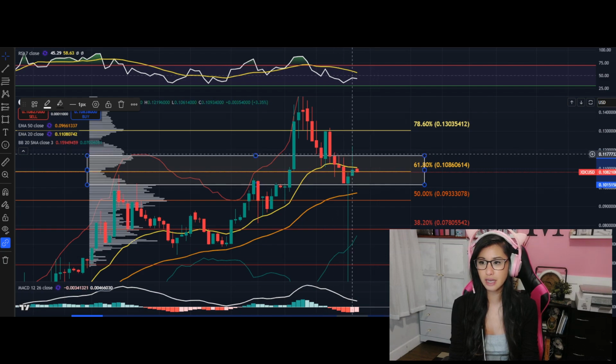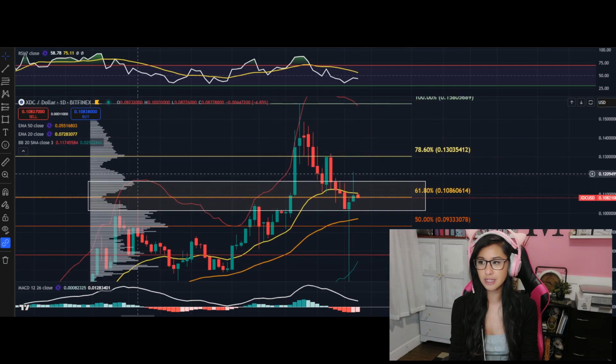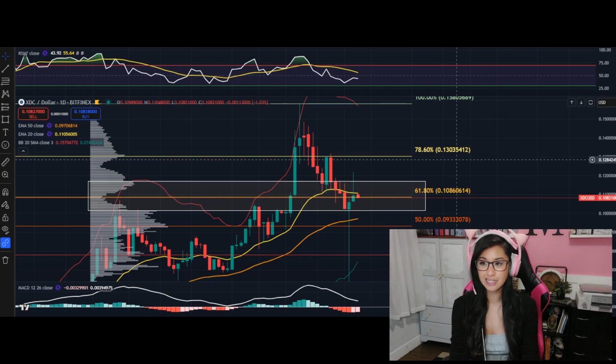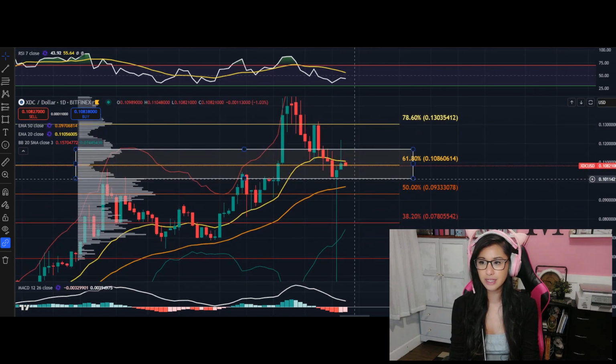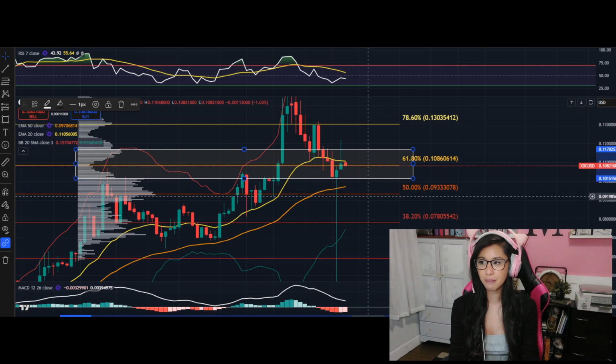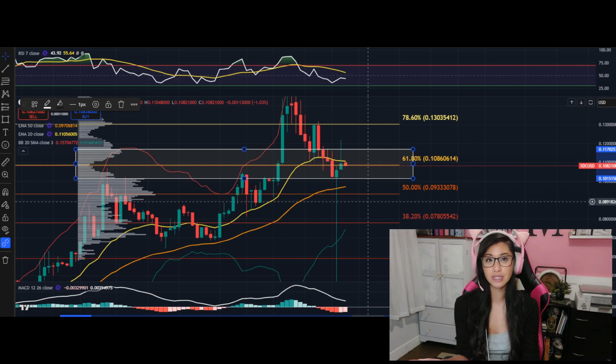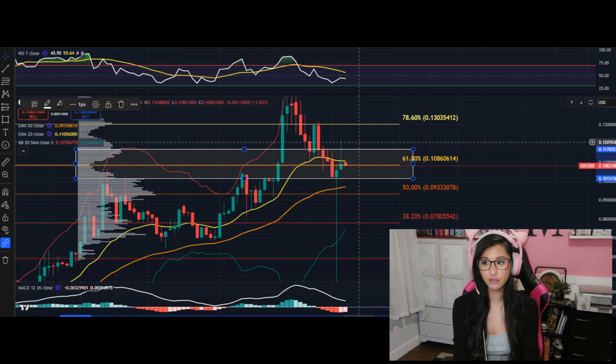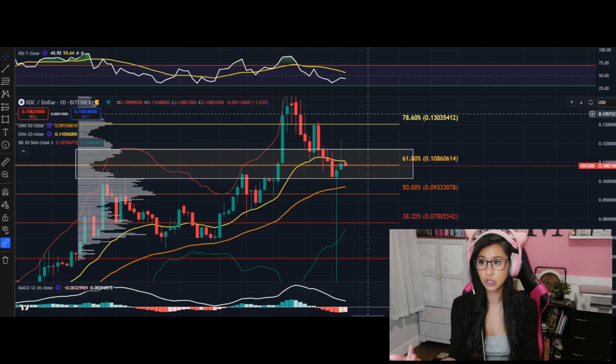If we do see a break above our area of resistance, we're most likely going to see it at the next area of our cluster at 78%, which is 13 cents. Or if we do see a breakdown below our area of support here, most likely it's going to tap into all of these clusters. Our low area of support is going to be 0.089. Again, that may bring in another interest of buyers in order for this wave to continue on.